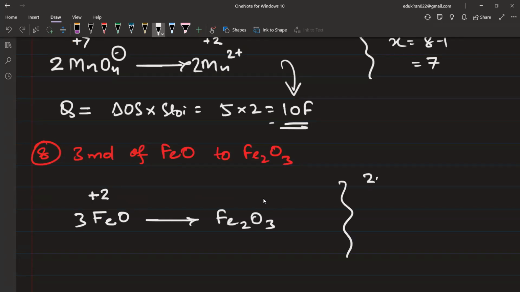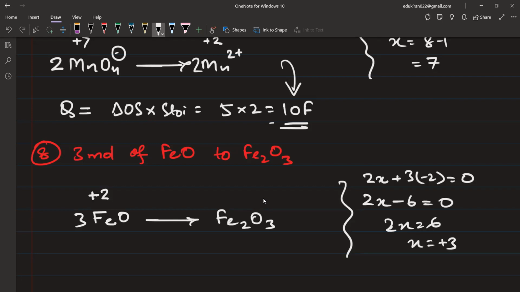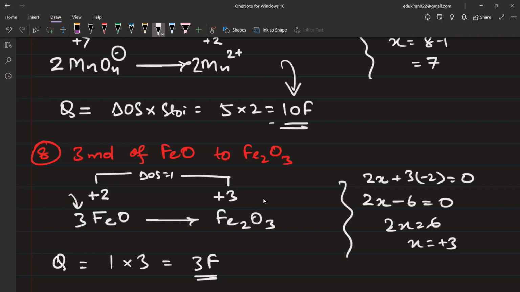And let us see for this one. 2x plus 3 into minus 2 is going to be equal to 0. Now 2x minus 6 is going to be equal to 0. And similarly, 2x is going to be 6. X is going to be plus 3. So here in Fe2O3, the iron is in the oxidation state of plus 3. Moving from plus 2 to plus 3, the delta OS is equal to 1. And how many moles do we need? 3 moles. So Q will be equal to 1 electron per mole into 3 moles, because we have 3. That means we are going to need 3 Faradays of charge.